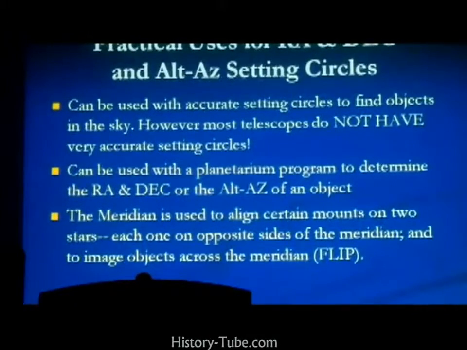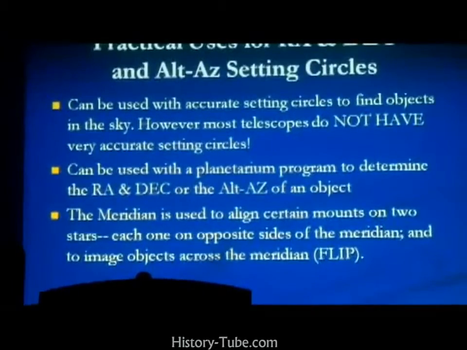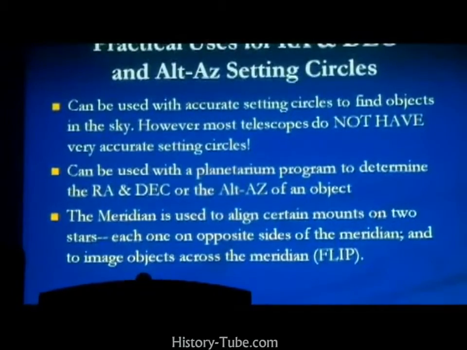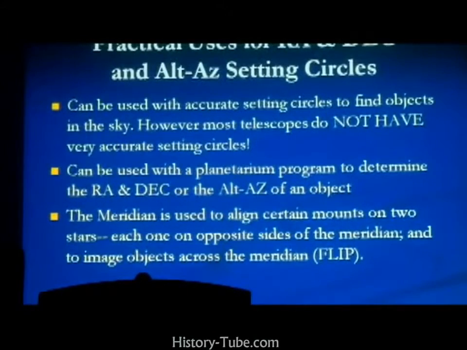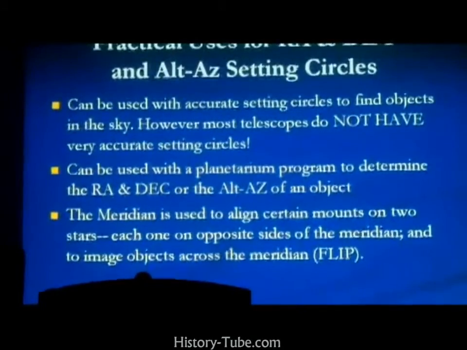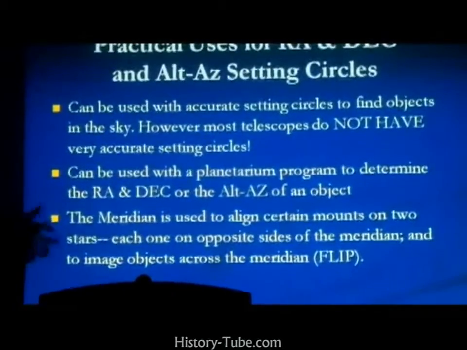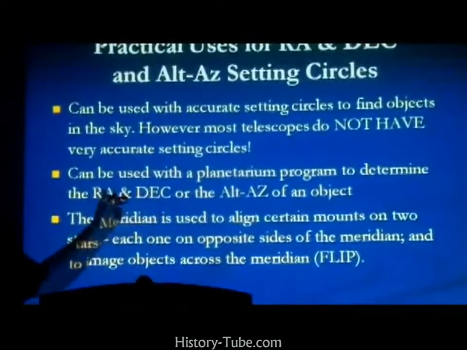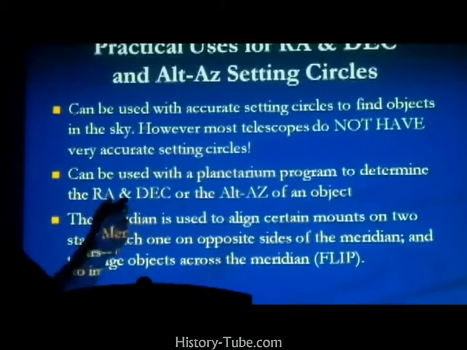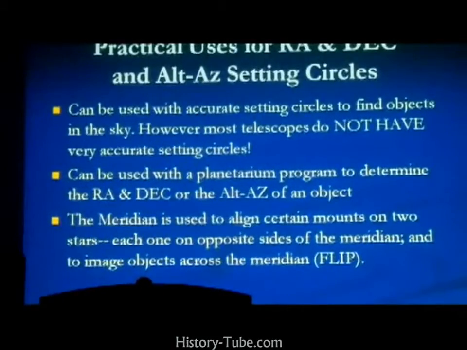All right, so practical uses for right ascension and declination and alt-az setting circles. They can be used with accurate setting circles to find objects in the sky. We're talking about right ascension and declination or altitude and azimuth. However, most telescopes do not have very accurate setting circles. I have 2 equatorial mounts at home, and they have right ascension and declination manual setting circles on them. I don't know that I could find anything with them. They're so tiny and the resolution is so small.